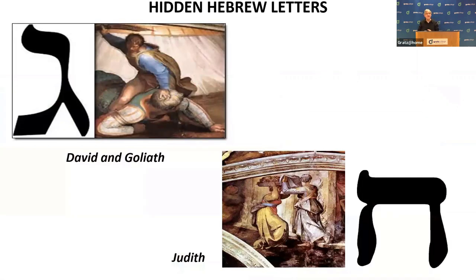Some people even say that there are Hebrew letters hidden in some of the figures, that David forms the letter Gimel, which in Kabbalah is associated with the word power. And that Judith and her servant formed the letter Chet, which is connected with Chesed, which is a female aspect in Kabbalah.